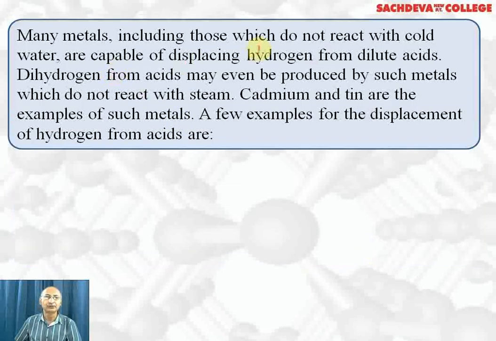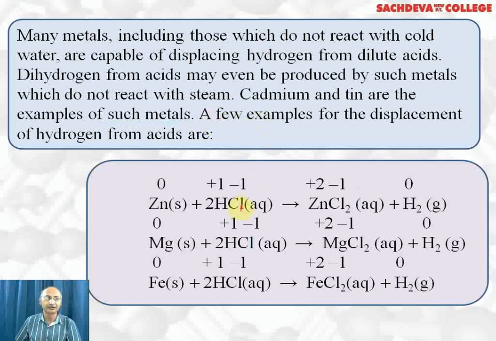Many metals, including those which do not react with cold water, are capable of displacing hydrogen from dilute acids. Dihydrogen from acids may even be produced by such metals which do not react with steam. Cadmium and tin are examples of such metals. A few examples of displacement of hydrogen are given below.